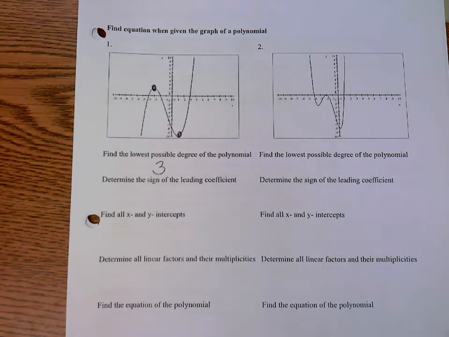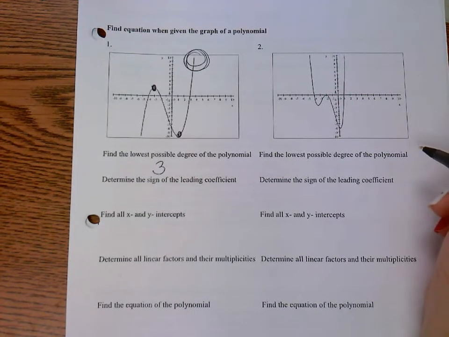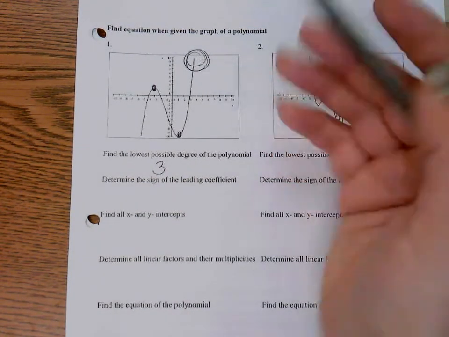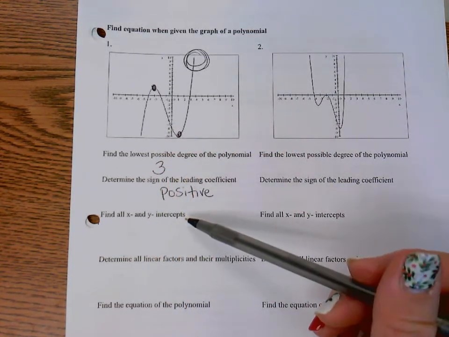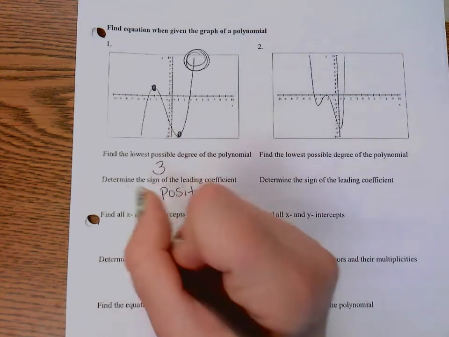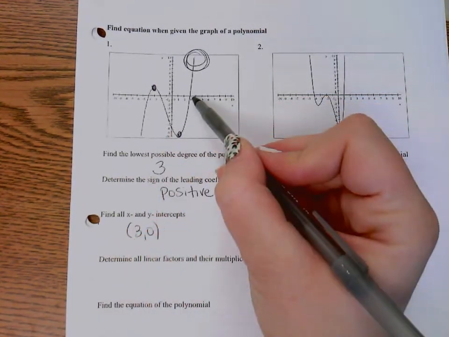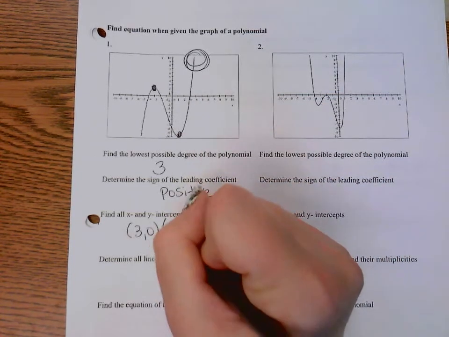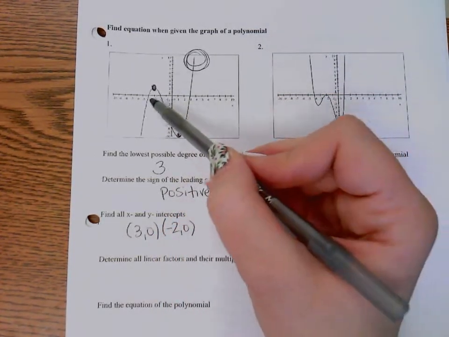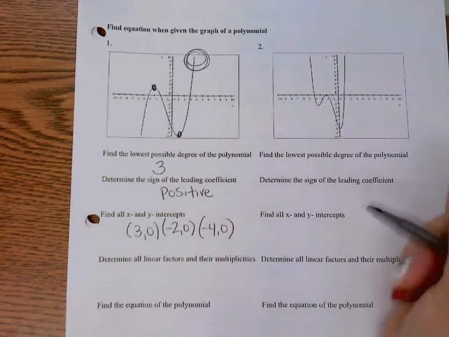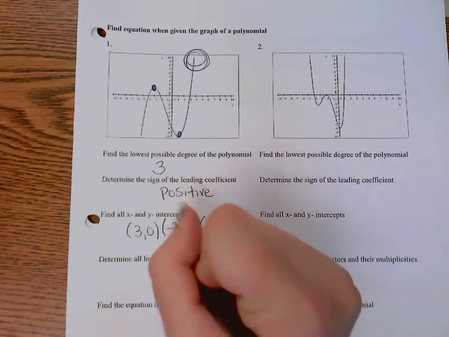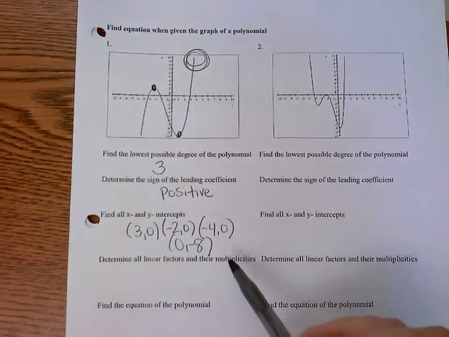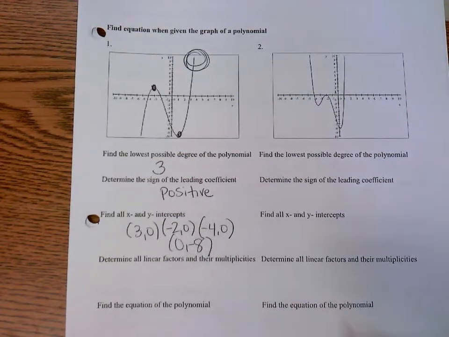What would the leading coefficient have to be? The right end is going up. So the leading coefficient has to be positive. It says find all your x and y intercepts. Well, it looks like I have an x-intercept at 3, 0, another x-intercept at -2, 0, and another x-intercept at -4, 0. What's my y-intercept? -8, 0, -8. Those are my x and y intercepts. All those points are on my graph. Are you with me at that part?